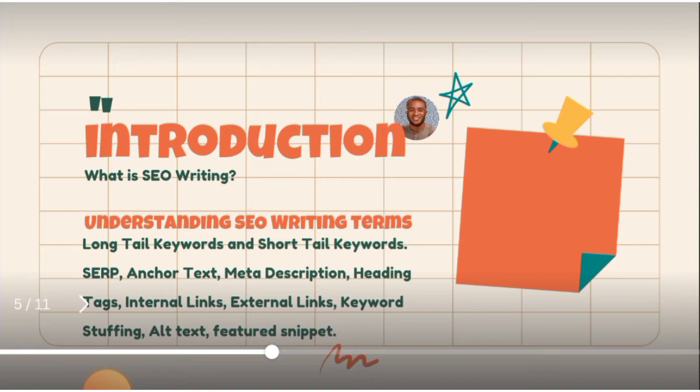It's a bad practice to keyword stuff in your SEO writing. So the next thing is alt text. Now, what is alt text? Alt text is usually used for an image or a video.